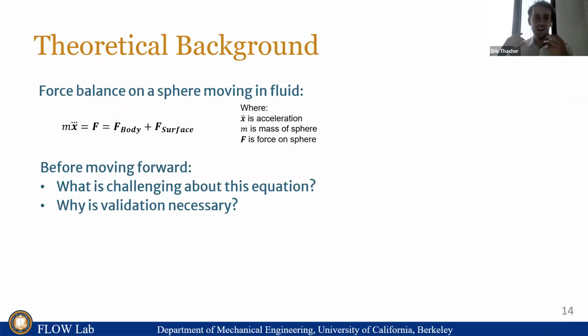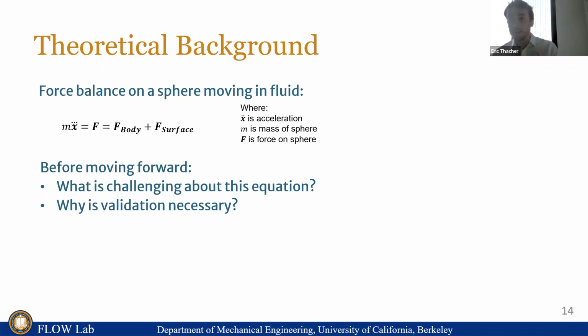All right, so the theoretical background. So again, I've hopefully motivated that droplets move differently in different environments, and that we want to develop validation tools so that we can study this numerically. But what does validation really mean? Basically, why is it necessary? Why is it so hard to validate this?